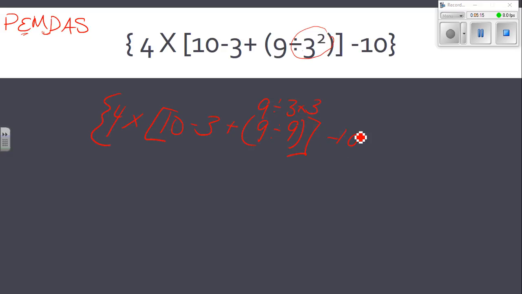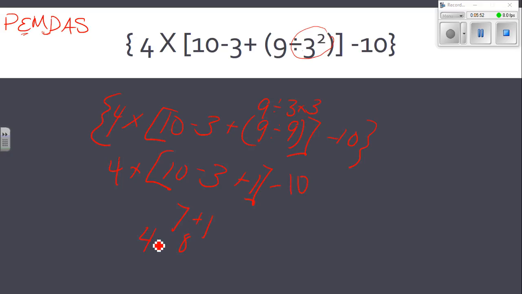bracket minus 10 brace. Alright, so now I still have to do, I'm not finished with what's in this parentheses, so 9 divided by 9 is 1. 3 minus 10 times 4 minus 10. Alright, I had to turn my camera a little bit, you guys. Make it look so crooked on me. Alright, 10 minus 3 is 7. 7 plus 1 is 8.